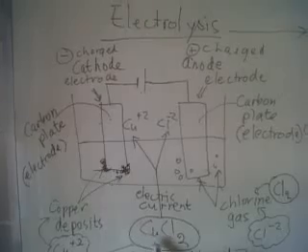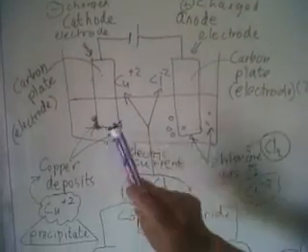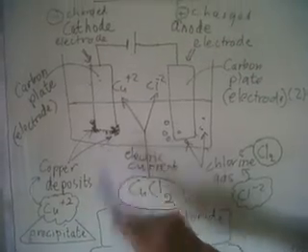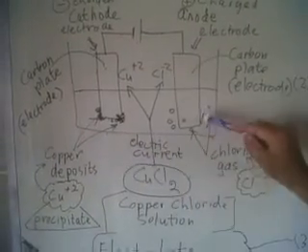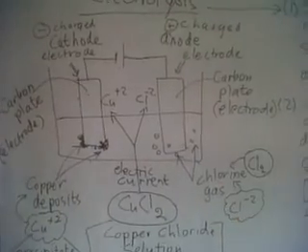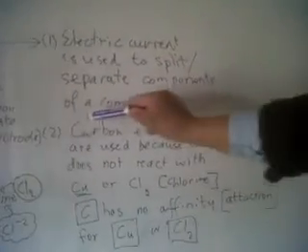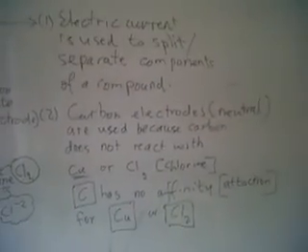So the positive ions are being pulled out of the solution towards the negative plate, and the negative ions are pulled away to the positive plate, the anode. So electrolysis is when an electric current is used to split and separate components of a compound.